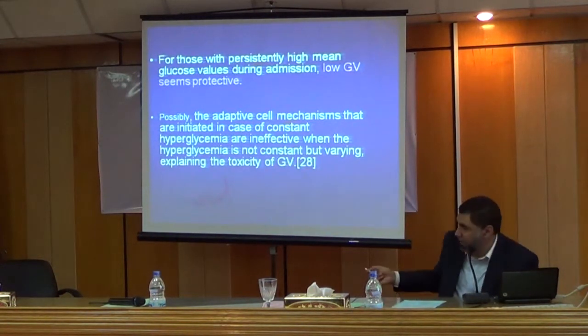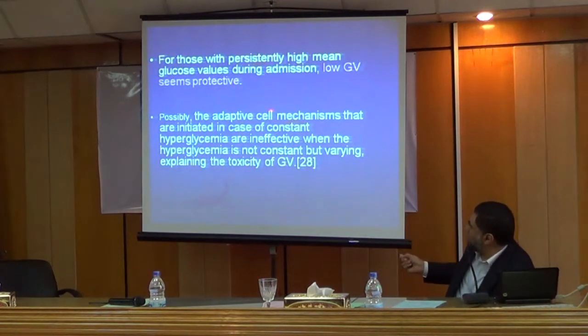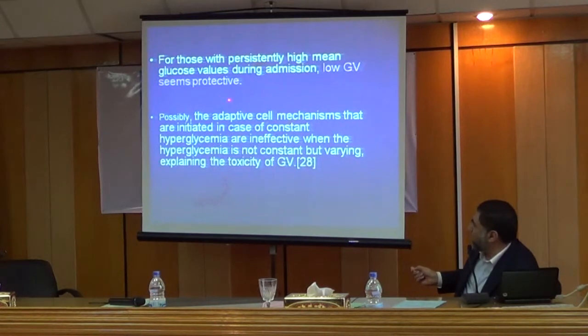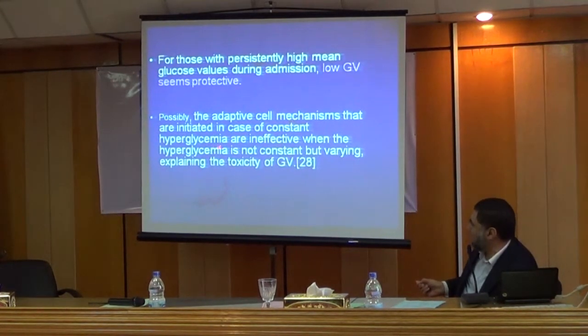For those with persistently high mean glucose values during admission, low glucose variability seems protective. Possibly the adaptive cell mechanisms that are initiated in case of constant hyperglycemia are ineffective when the hyperglycemia is not constant but varying, explaining the toxicity.